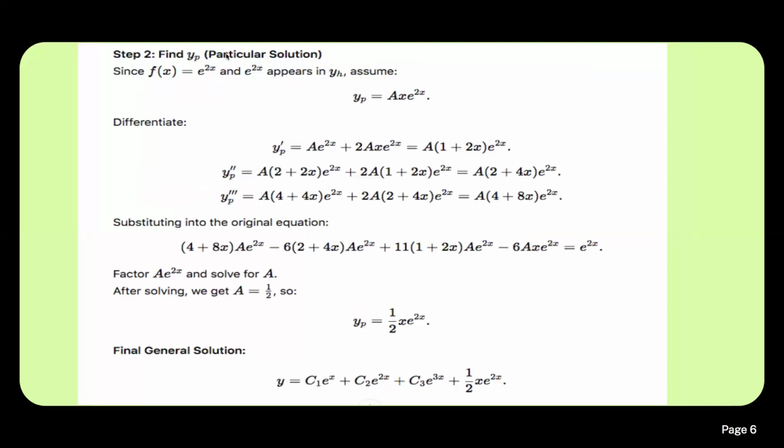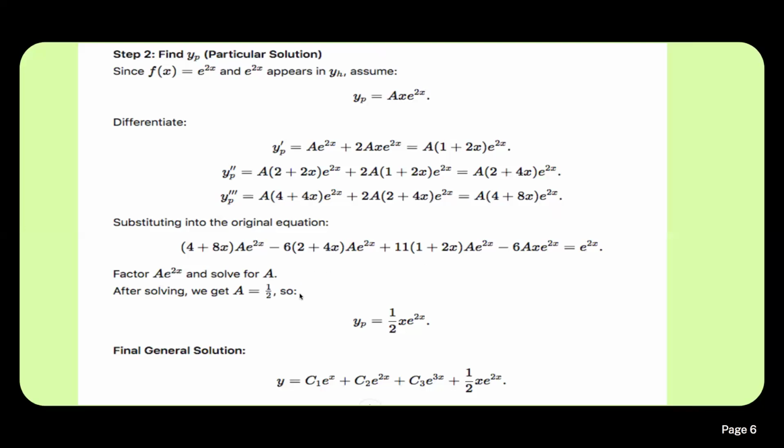Then, because this f(x) is an exponential function, and also e^(2x) appears in yh, we need to use the overlap rule. We use yp equals a x e^(2x) form, okay? Then we take the first, second, and third derivatives of this yp, simplify them, factor out a e^(2x), and solve for this a.